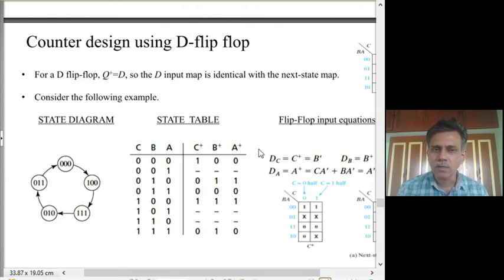We want actually the logic expression for DC, DB and DA. Treat them as 3 functions with 3 inputs A, B, C, and use K-map, reduce it, and you will get the output DA, DB, DC. Because for a D flip-flop, the D input is nothing but Q plus. So the DC is nothing but C plus.